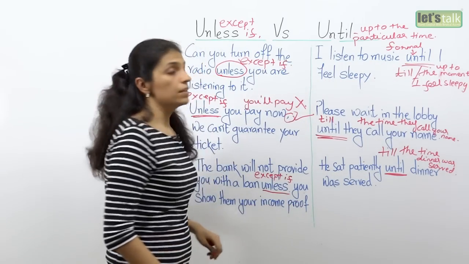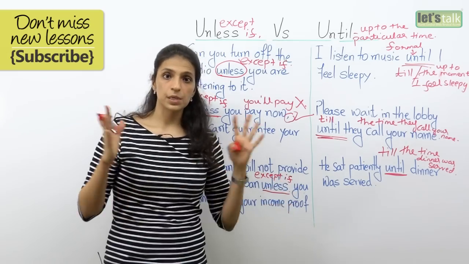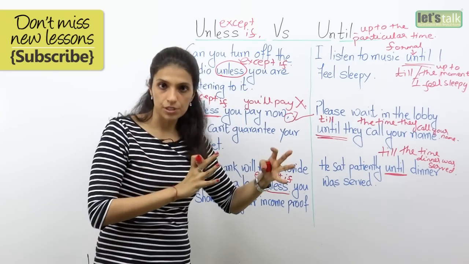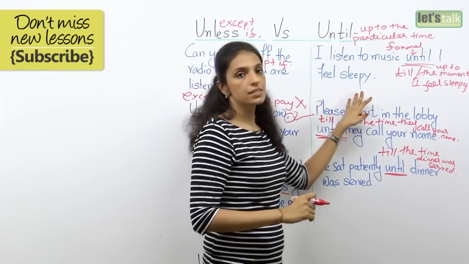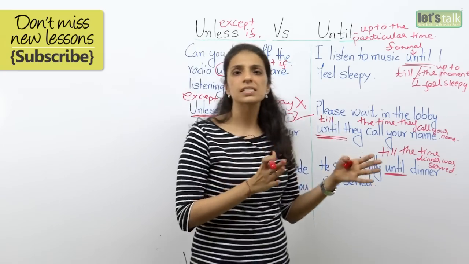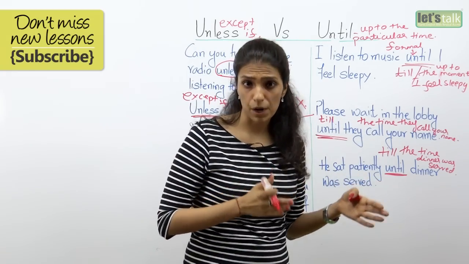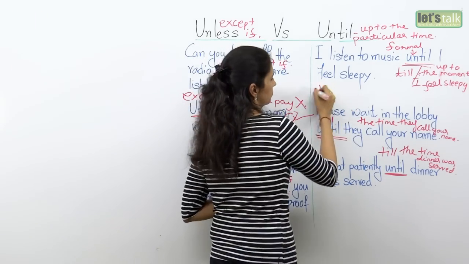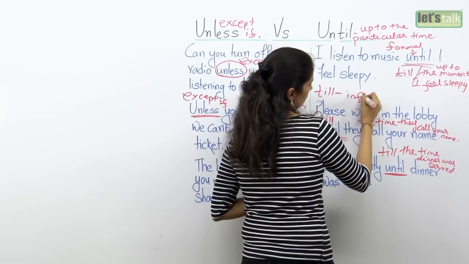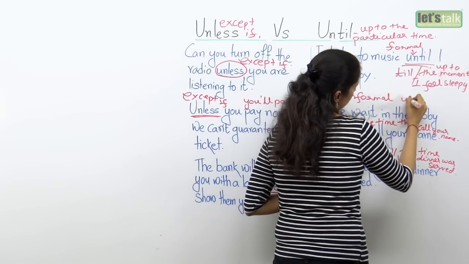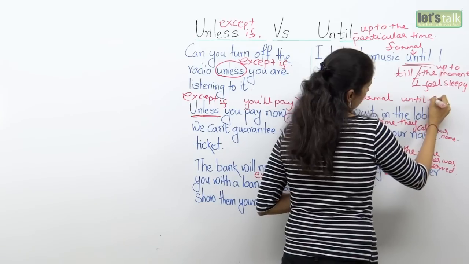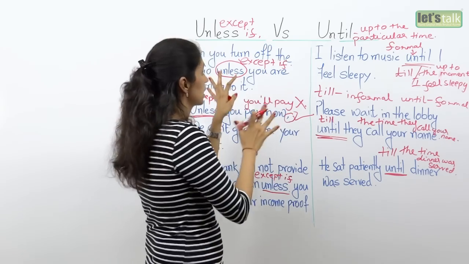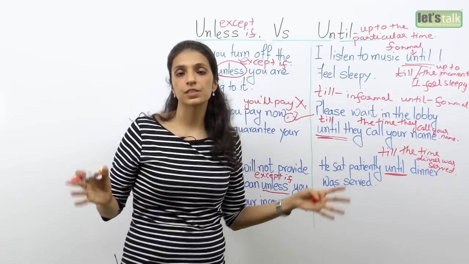Okay. So remember, there are two different words, and they have different meanings. Unless is an exceptive precondition, and until means till a particular moment, up to a particular moment that you're talking about. You can use till, which is informal; until is formal. So this is how you use unless and until independently in different sentences.